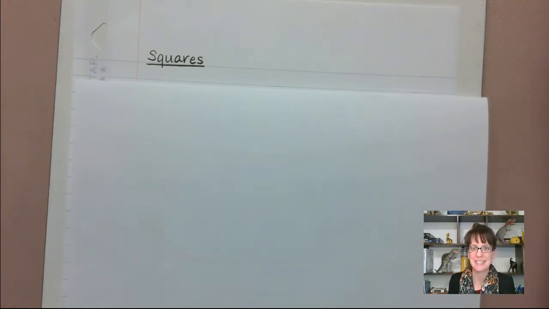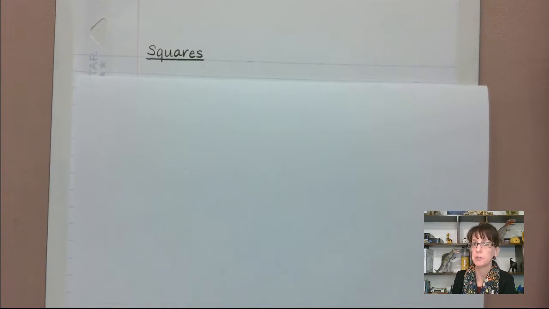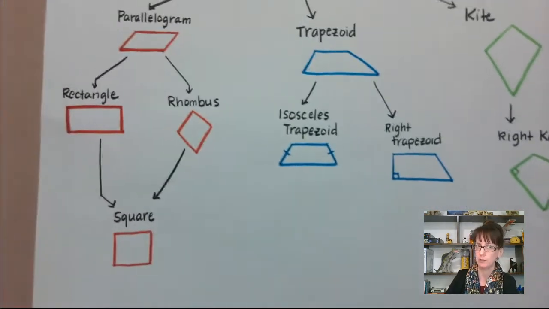Hi friends, welcome back. Today we're talking about the properties of squares, and a square is a type of quadrilateral, which is a parallelogram, which is also a rectangle and a rhombus. So go back, watch those previous videos because you're going to want to know the properties of all of those.